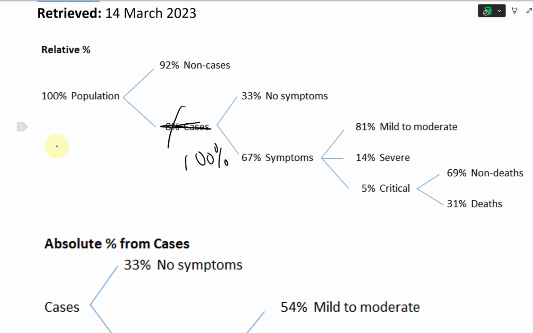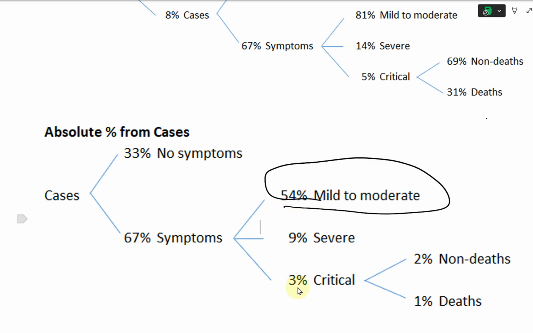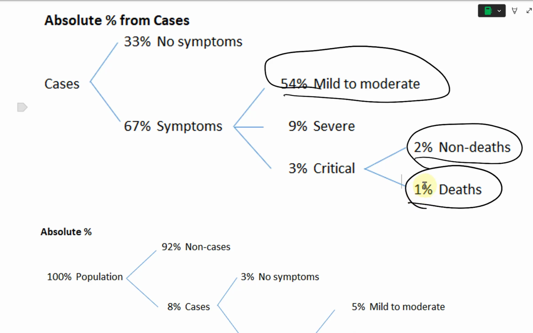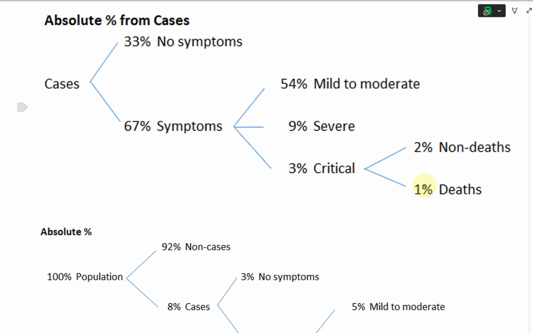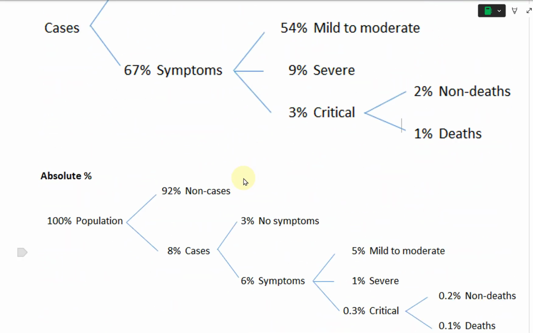And then, instead of doing relative to each one, we're going to do all absolutes from the case. So in other words, if you have cases like this, you'll have 33%, or a third, no symptoms, and 2/3 symptoms. And then you'll have, of the cases, 54% mild, 9% severe, 3% critical. And then supposedly you have 1% deaths and 2% non-deaths of these critical ones. So you'll have 1% of all cases are deaths, which is very interesting. Interesting statistic, highly questionable though.